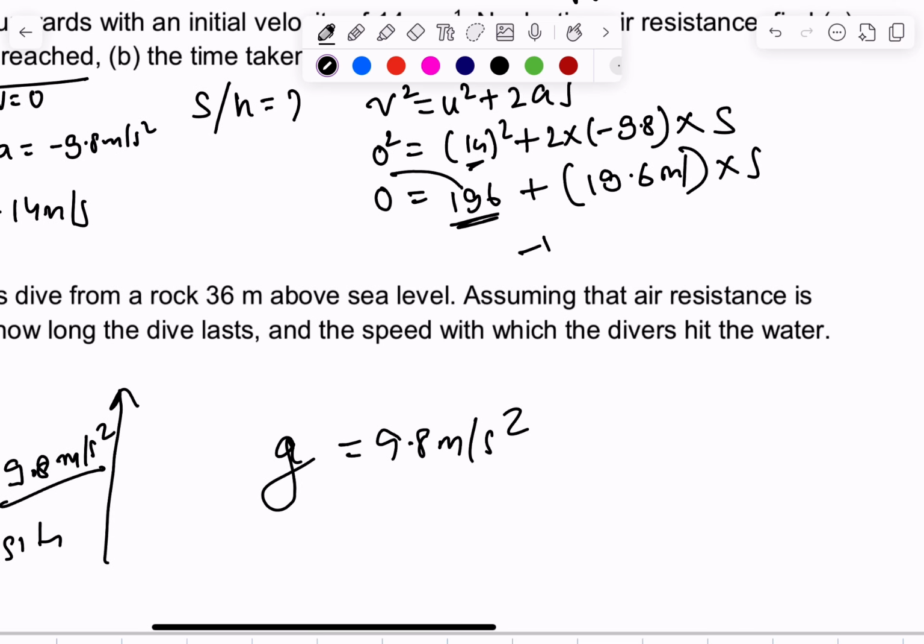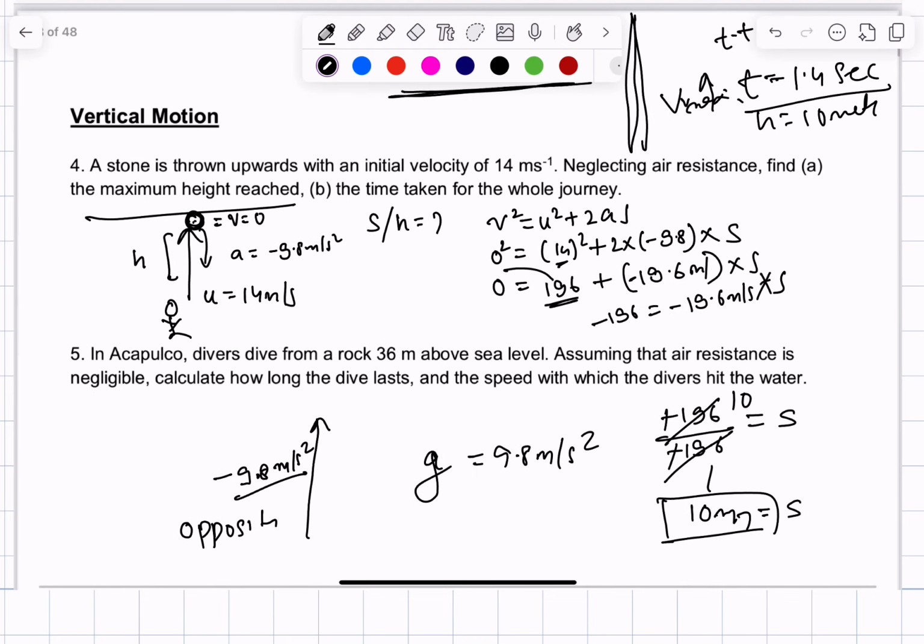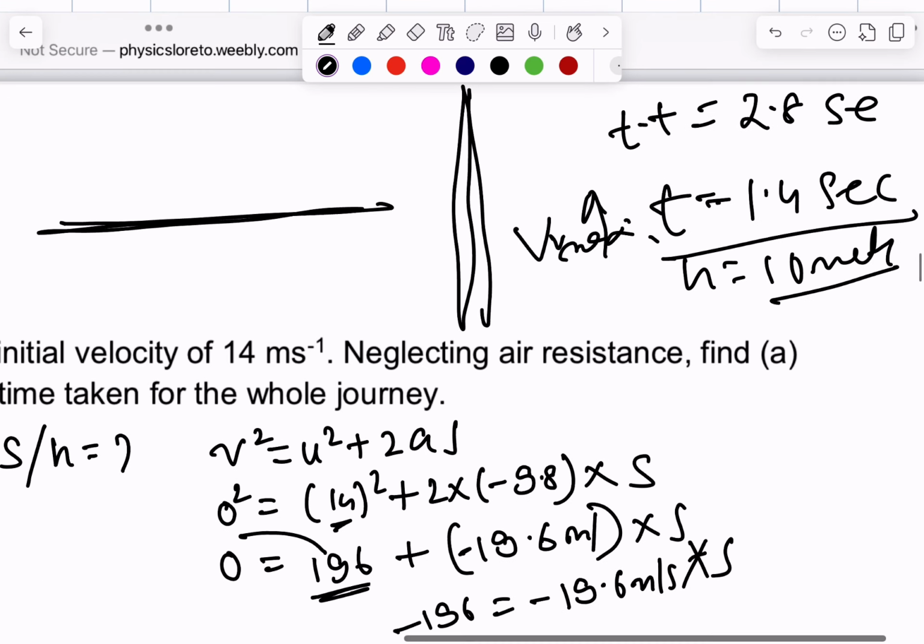When it goes here, it will become minus 196 equals, and you know this thing is negative because here it was minus 19.6 into s. So it will be minus 196 upon minus 19.6 equals s, which is 10 meters. I'm sorry, 10 meters. Why 10 meters? Because the negative also gets cancelled, so we don't have minus 10 meters. That is s, the maximum height attained. Yes, exactly. So yes, you were right, Mohit. It is right.